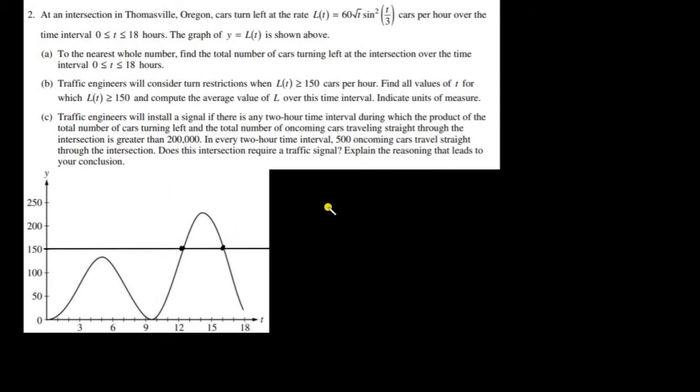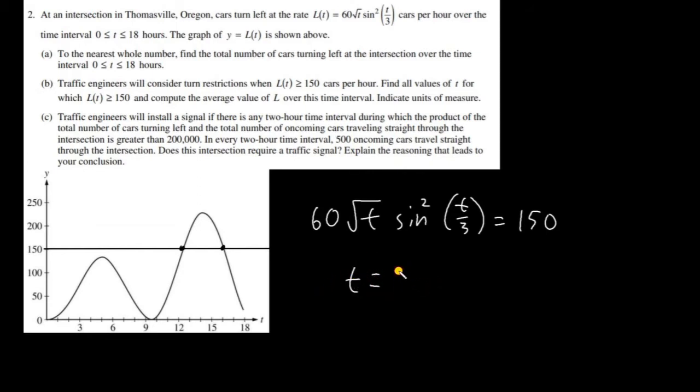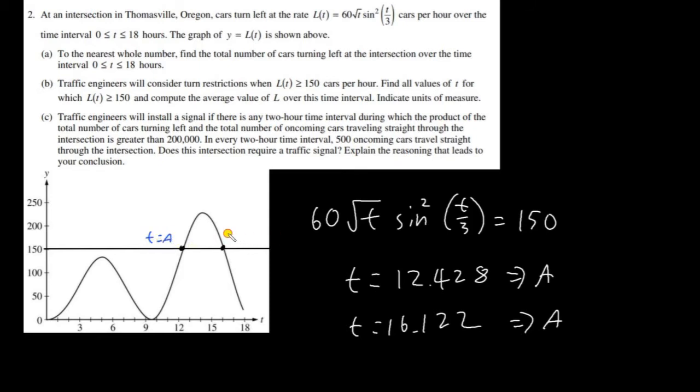The way we do that is we'll take L of t, which is, again, 60 square root of t sine squared of t over 3, and we'll set this equal to 150. That'll give us these 2 t values. So if we were to do this in our calculator, we would get that t is 12.428 and t is 16.122. And just like we did in question 1, I'm going to set this equal to a, and I'm going to set this equal to b, and I will label it as well for your convenience. t equals a, t equals b. So I can erase this.